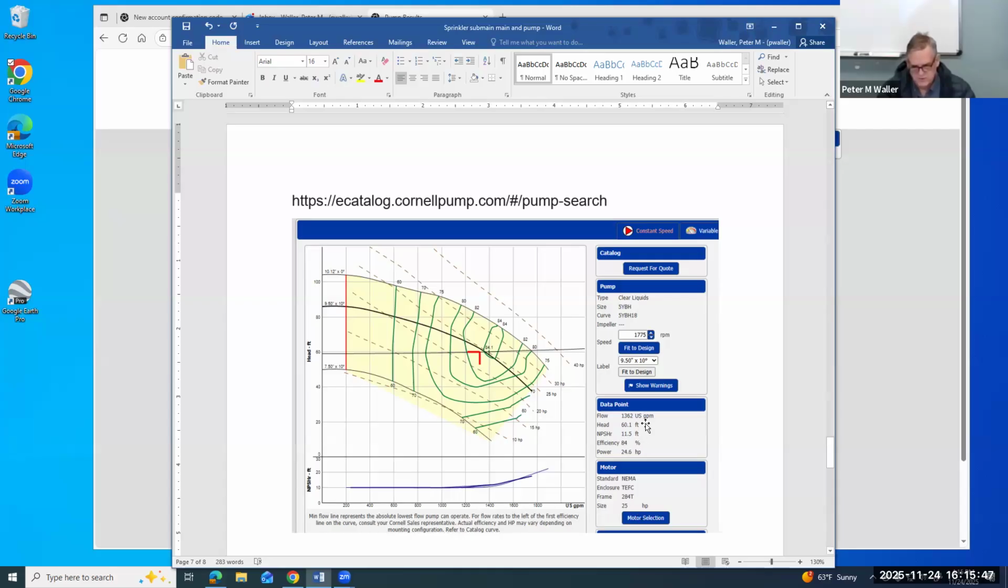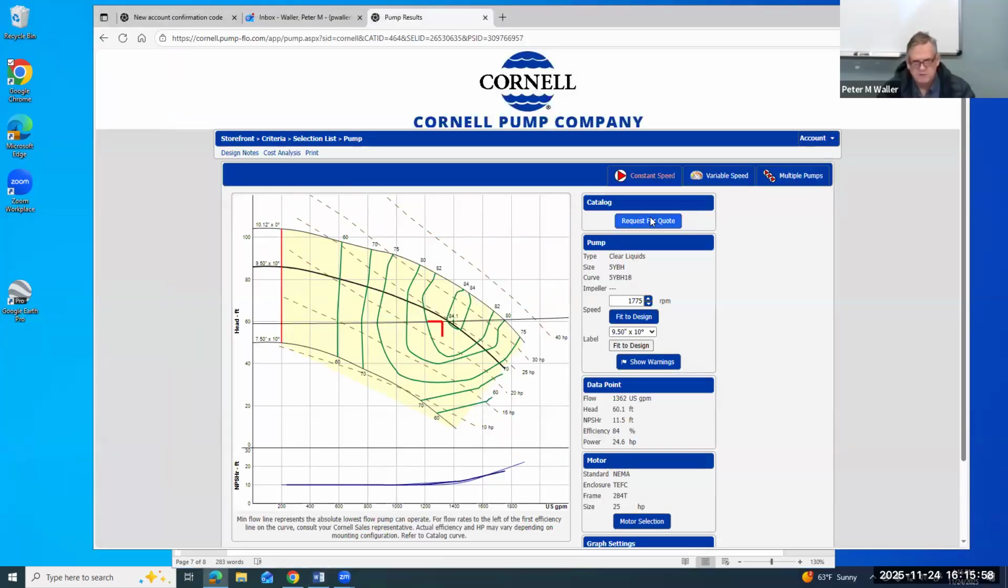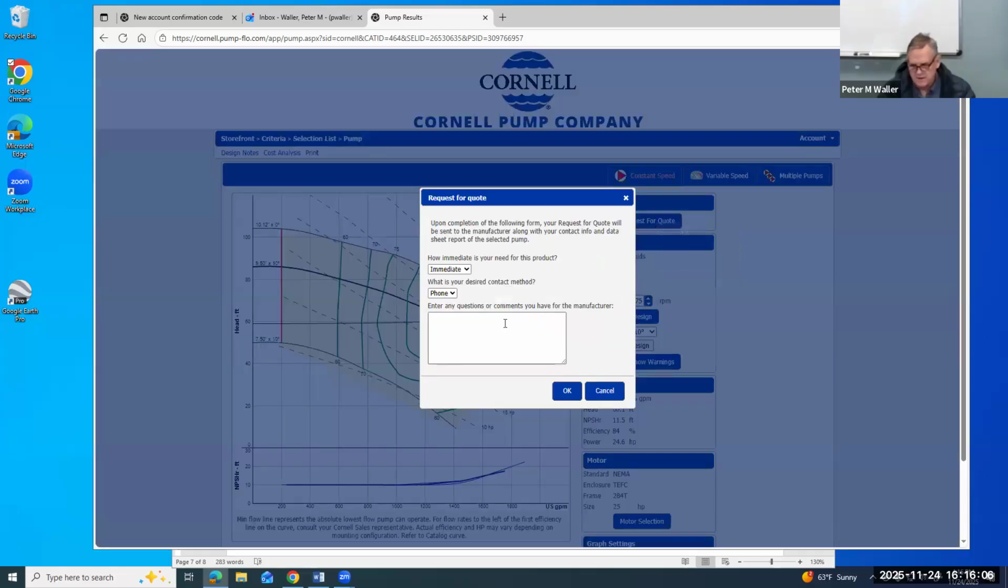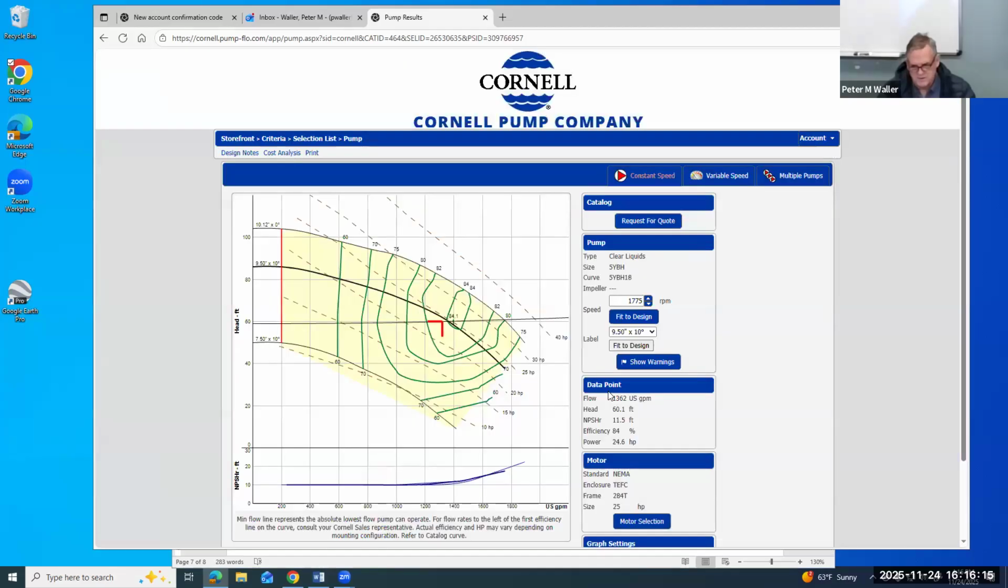Okay. So this is our pump. And so you would just tell them, this is what I want. Or I guess you order it now. Request for quote. Yeah, maybe we should request a quote. But I think some salesman would have to look at it. Yeah, see phone. So some salesman would call you. Let's not waste their time with a pump quote.